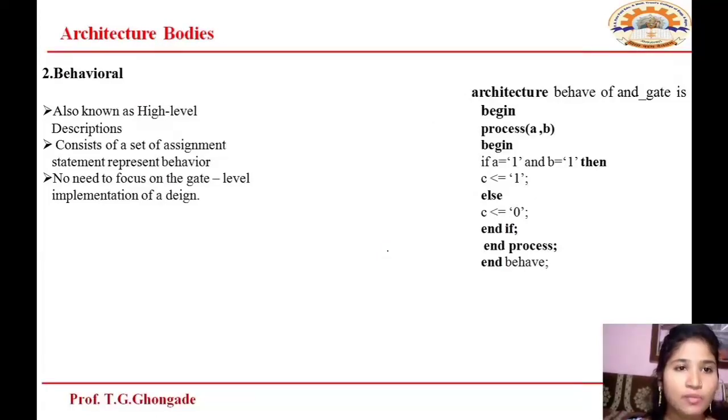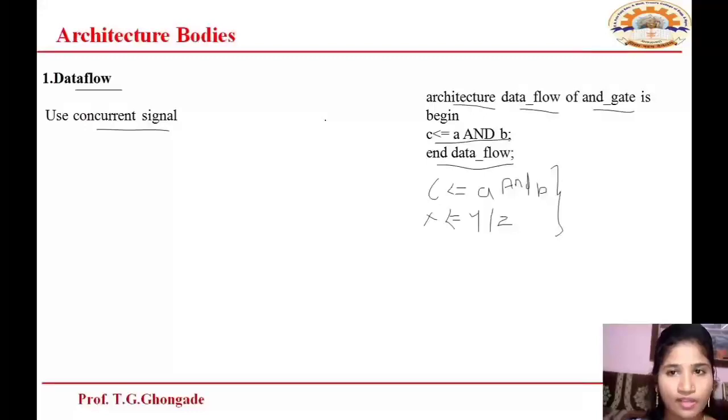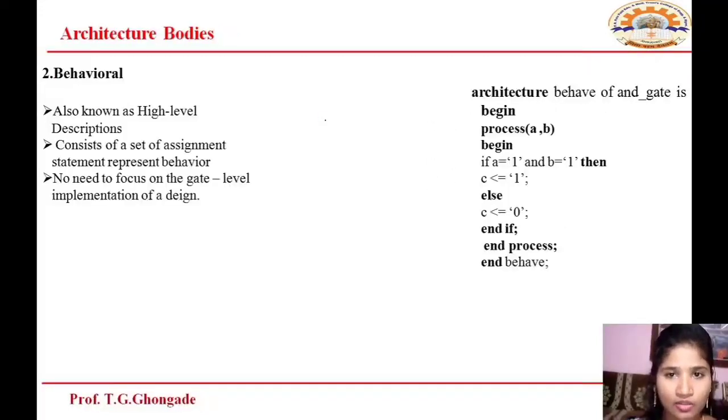Then the next one is the behavioral style of modeling. Now, behavioral style of modeling is a higher level of abstraction. Why? The reason is that, just look at the previous example of an AND gate. For the time being, ignore the terms process, begin and end process. Just try and understand this part only.